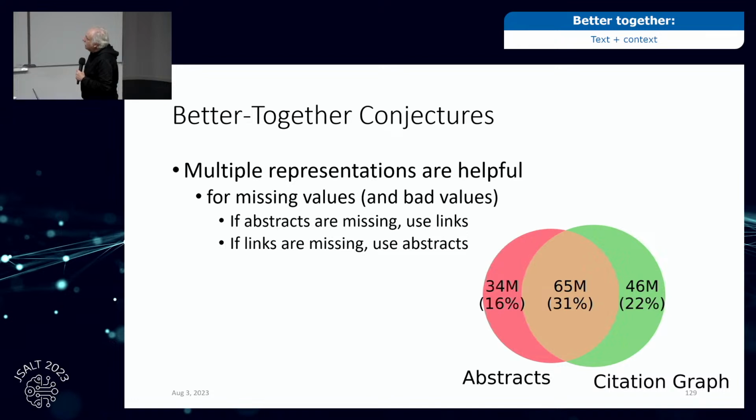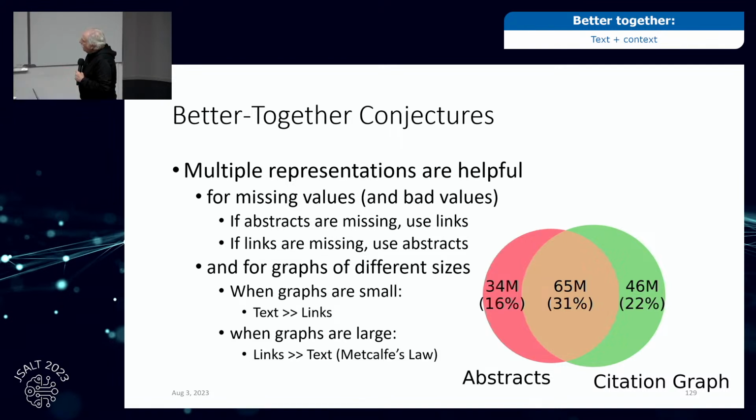So if you have abstracts, use them. If you have links, use them. That's a great way forward. Now, the other part of the better together story is a little more complicated, which is that when the graphs are really tiny, then the text tends to outperform the links. And when the graphs are really large, then Metcalfe's law starts mattering, and the links sort of outperform the text.